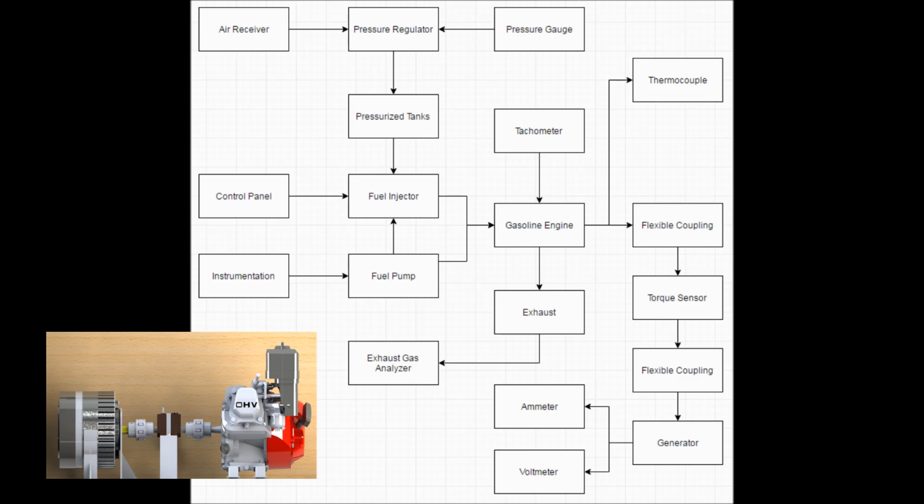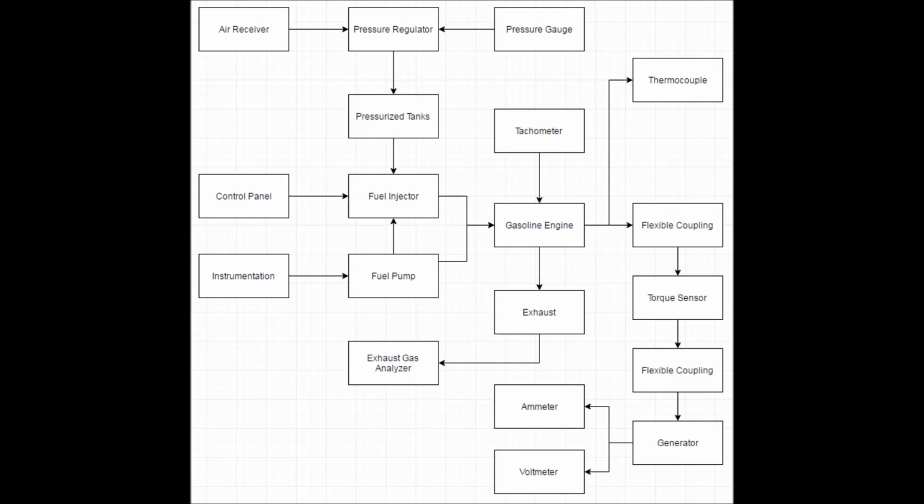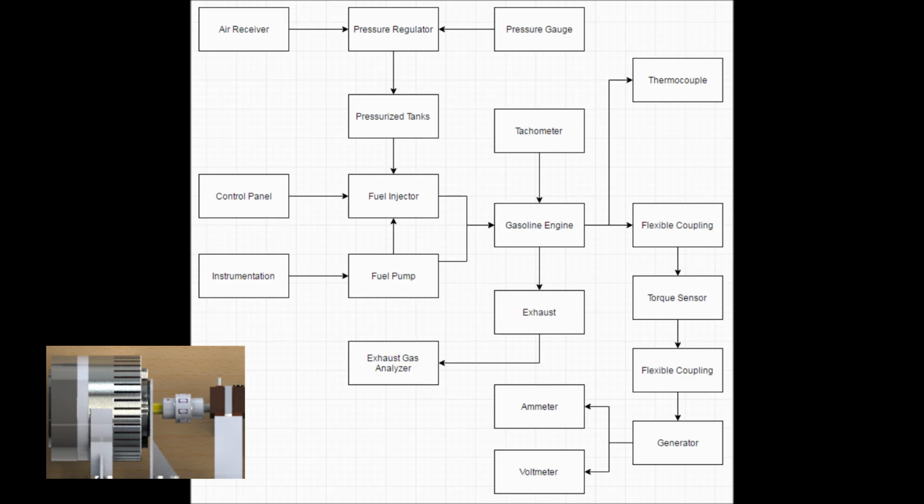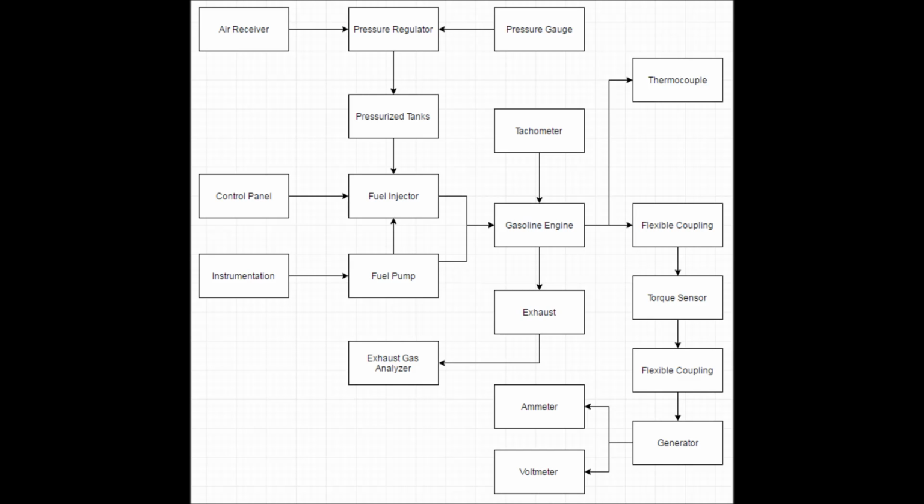This will first be attached to a flexible coupling, then to a torque sensor, another flexible coupling, and then the generator. The generator will produce 2 measured values. First is the current, which will be displayed in the ammeter, and the second one is the volt, which will be measured in the voltmeter. Lastly, the gasoline engine will be attached to a thermocouple to maintain its operating temperature.